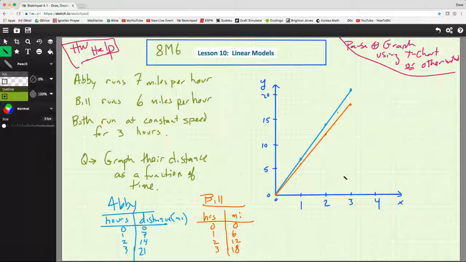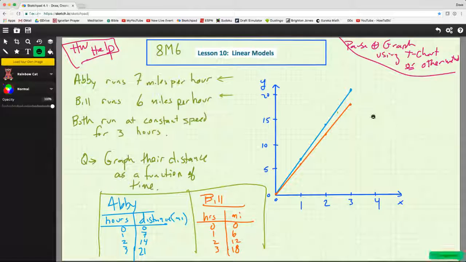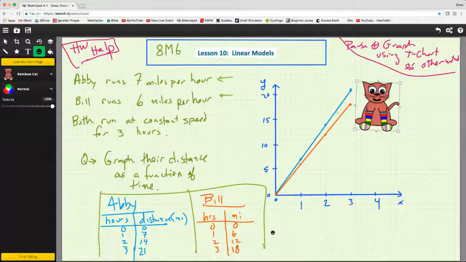So a lot of stories can be told by this graph, but it's very easy to graph if we use a t-chart for this particular story. So let's lay down some happy cats for that, for the t-charts and for the graph. And you have a question that's kind of like this one on the homework, and it should be pretty straightforward given everything that we've done over the last several months.